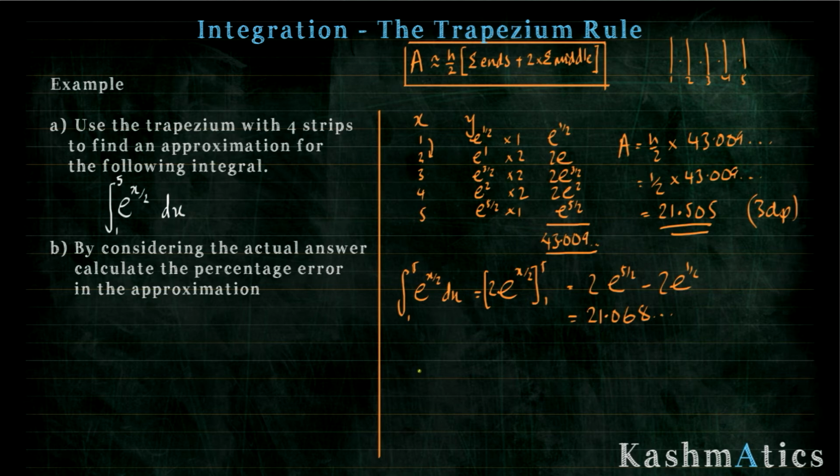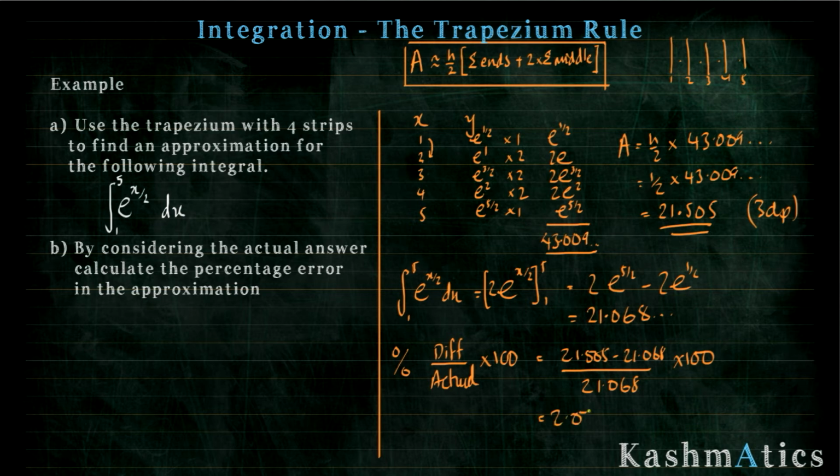And again, I'm going to restore that answer in the memory, so I've got the actual answer in there. And what I do then is work out the percentage error. So to work out the percentage error, it's equal to the difference between the two numbers divided by the actual answer multiplied by 100. Okay, so that would be 21.505 take away 21.068 divided by 21.068 multiplied by 100, and I end up with 2.07% error.